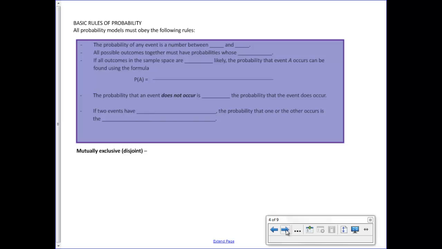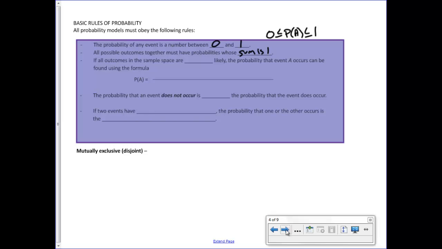So when we talk about probability, there's a ton of different rules that we have to follow. A ton of basic rules. First of all, you guys know this, the probability of any event is a number between 0 and 1. And often, you'll see it written like this too. The probability of A, probability of event A, is a number between 0 and 1. That's just like the shorthand for it. All possible outcomes together must have probabilities whose sum is 1. You take all the probabilities in a model and you add them up, they all have to add up to 1, because it's like out of 100%.